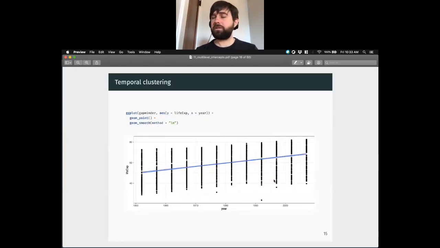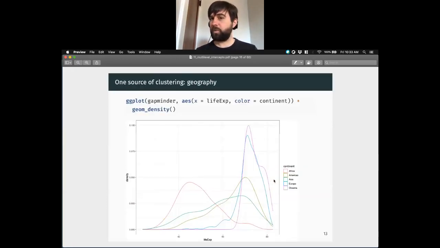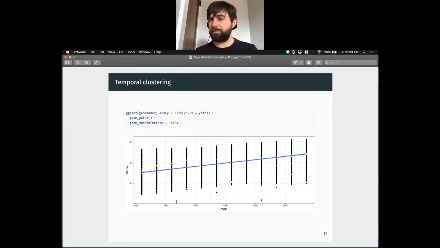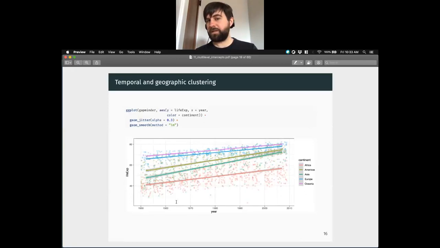Okay, so these are all different sources of clustering, right? The continent is one clear source of clustering in the data. There are very pronounced differences across continents, but there are also very pronounced differences across countries within continents. There's something going on with time, where there's an increase over time, and it looks like those increases may be different across countries and continents. All of those are sources of clustering in the data, and to improve our estimates for life expectancy, we need to account for them.